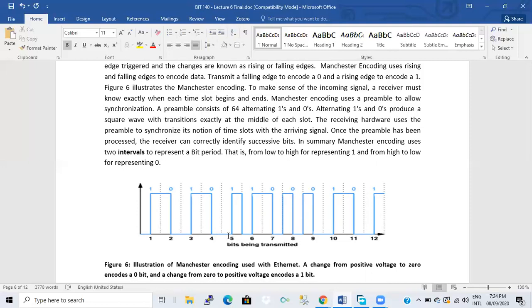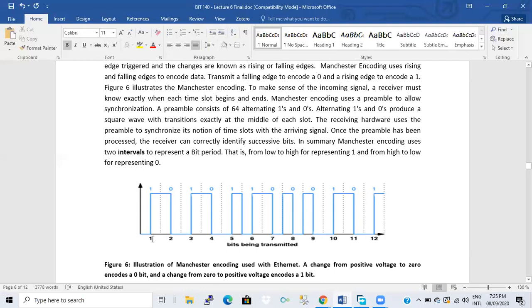Transmit a falling edge to encode a 0, like I've said, and the rising edge to encode a 1. The figure below, which is figure 6, illustrates how the Manchester encoding is displayed. So to make sense of the incoming signal, a receiver must know exactly when each time slot begins and ends. If you've noticed with the Manchester encoding, there are time slots there.